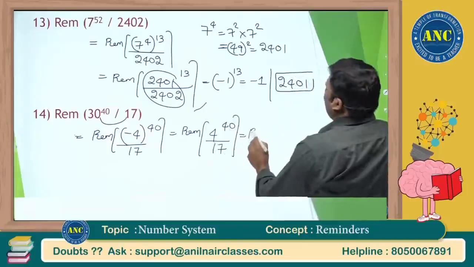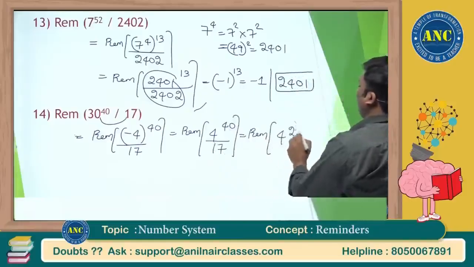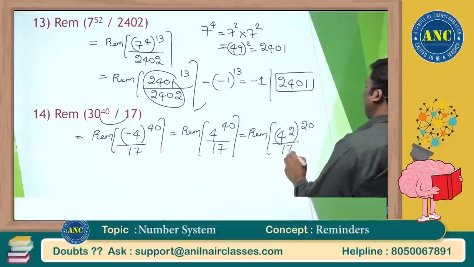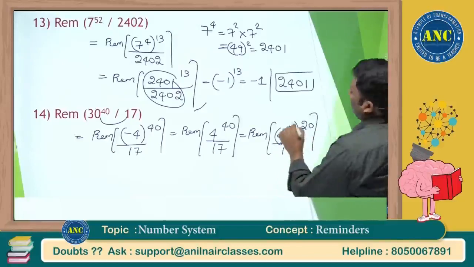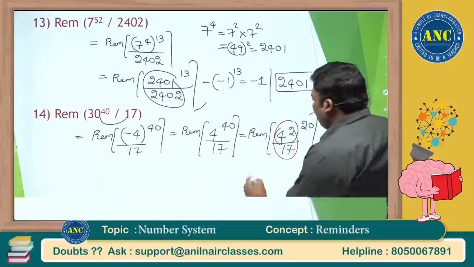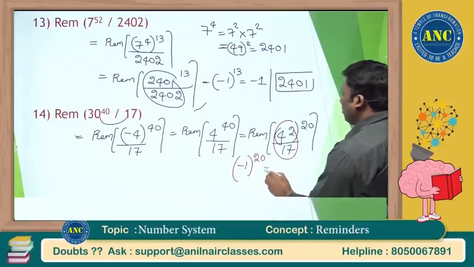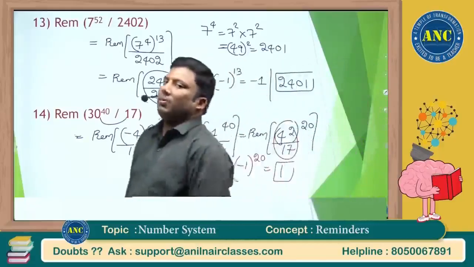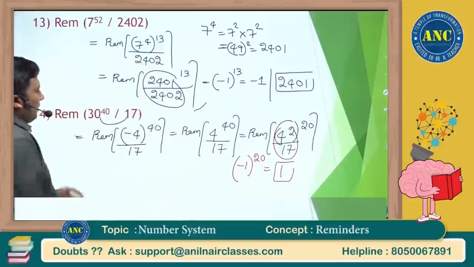4 power 40 can be written as 4 square power 20 divided by 17. 4 square is 16, 16 divided by 17. 17 ones are 17. Negative remainder is minus 1. Minus 1 power even is nothing but plus 1.